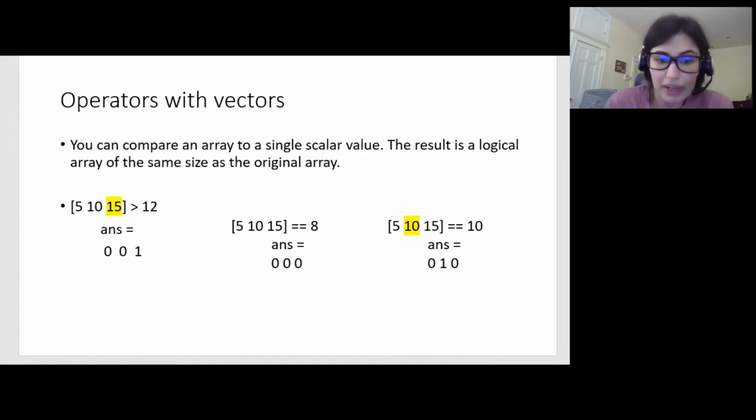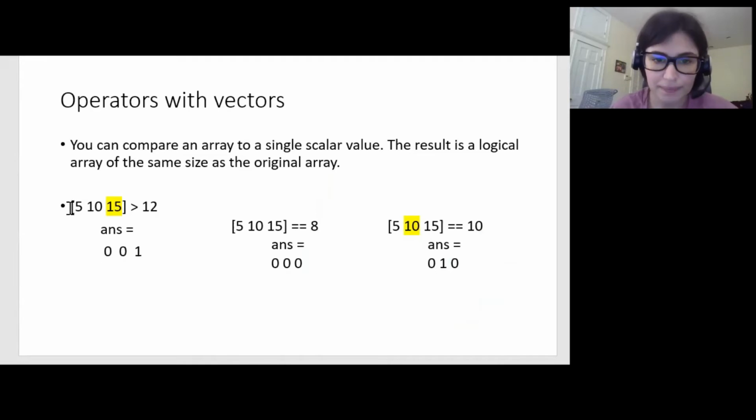You can compare a vector or a matrix to a single scalar value using these relational operators that we just saw. And as a result, you will have a logical array that is the same size as the original array. So basically, during this comparison, you ask where a certain condition is satisfied in the vector.